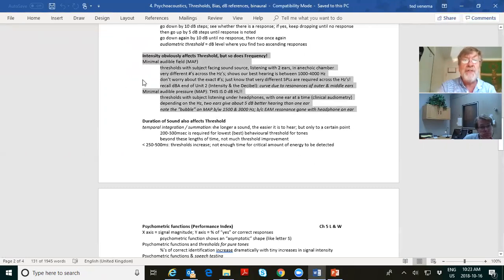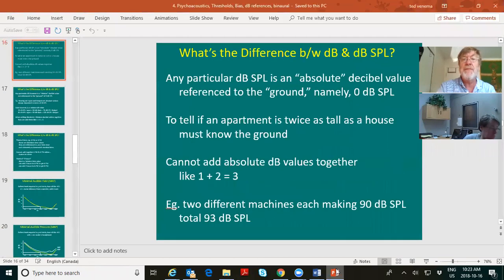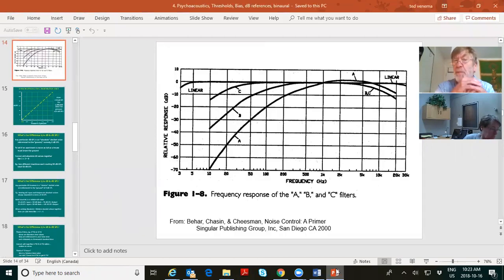And then you'll recall, even from unit 2, remember dBA, intensity, and the decibels? The curve is due to the resonances of the ear. So over here, when I showed you this, remember this from unit 2? dBA, they're taking that curve upside down, A, with a sound level meter, and they're decreasing its sensitivity to the really soft sounds because we don't hear the really soft sounds, the low frequencies as well. So every time you saw that word dBA, that means sound level meter, measuring intensity of sound at a factory, but that's building in minimal audible field and minimal audible pressure.